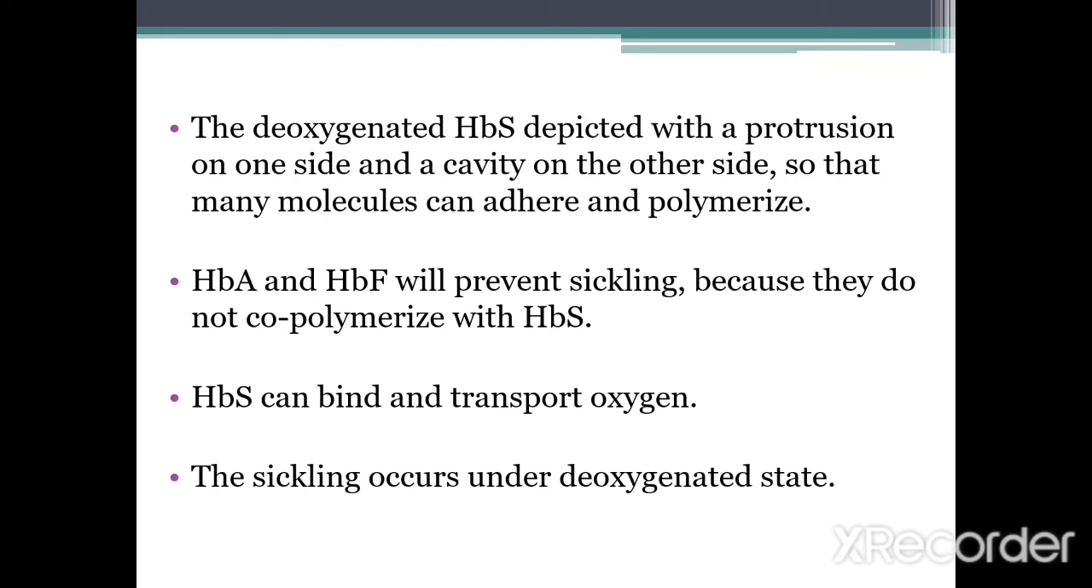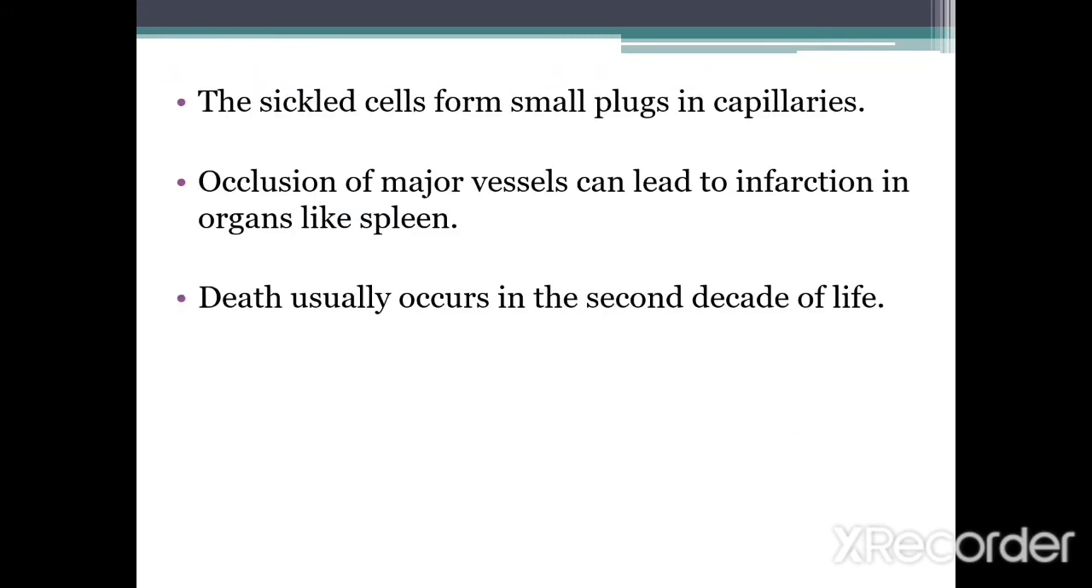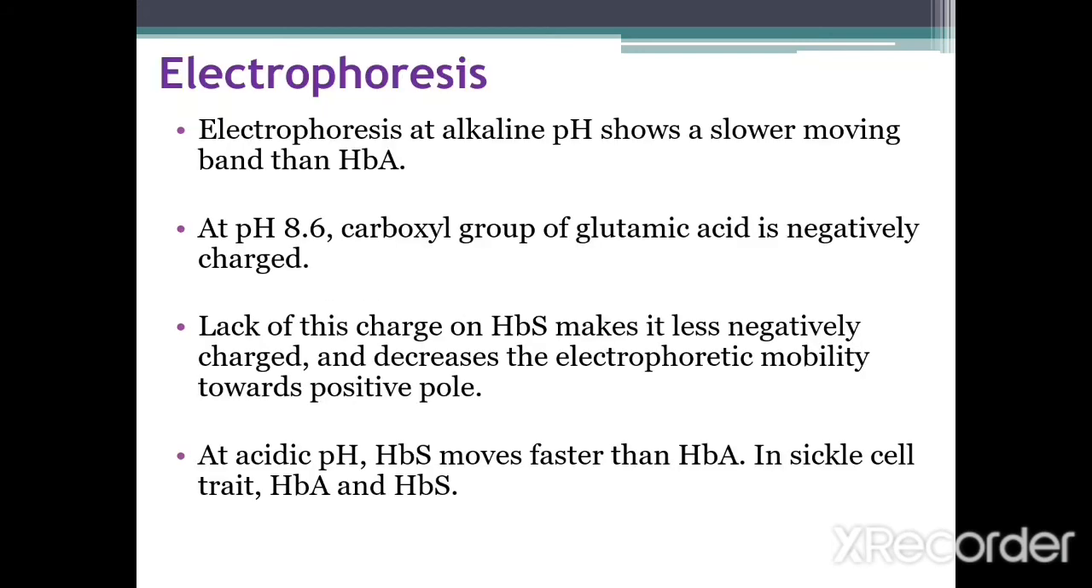HbA and HbF do not co-polymerize with HbS, so they will prevent sickling. HbS can bind and transport oxygen, and sickling occurs in the deoxygenated state. The sickled cells will form small plugs in the capillaries that will lead to occlusion of the major vessels, which can lead to infarction in organs like the spleen, and death usually occurs in the second decade of life.